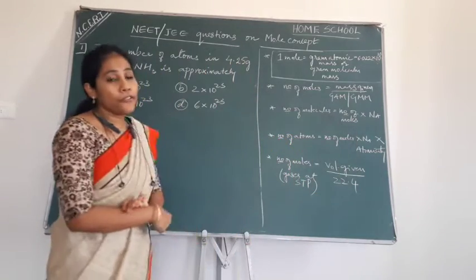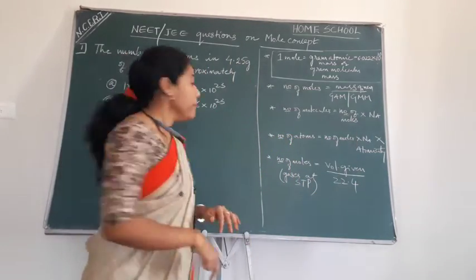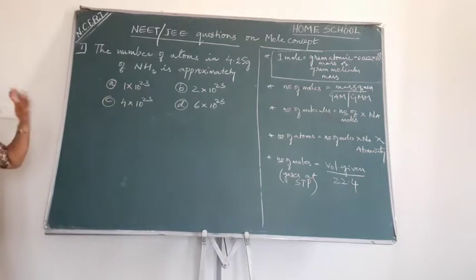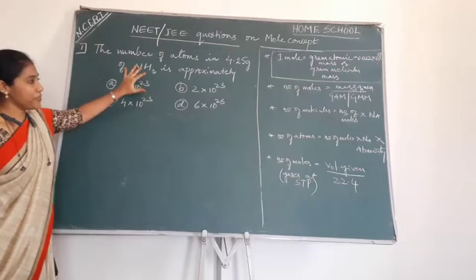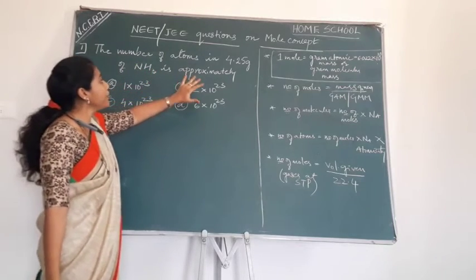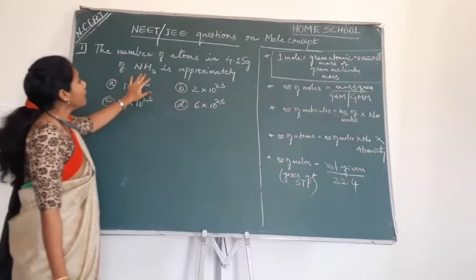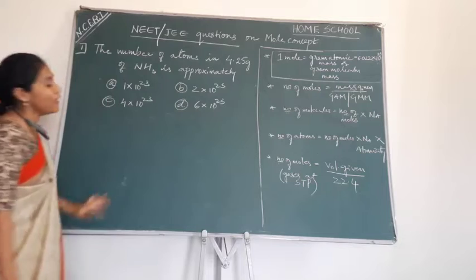And now we will go for the questions one by one. The first question, you can see it on the board. The question says, the number of atoms in 4.25 grams of ammonia is approximately how much?